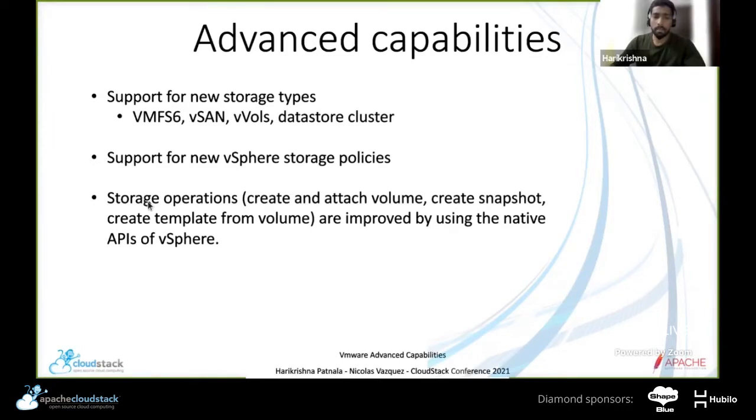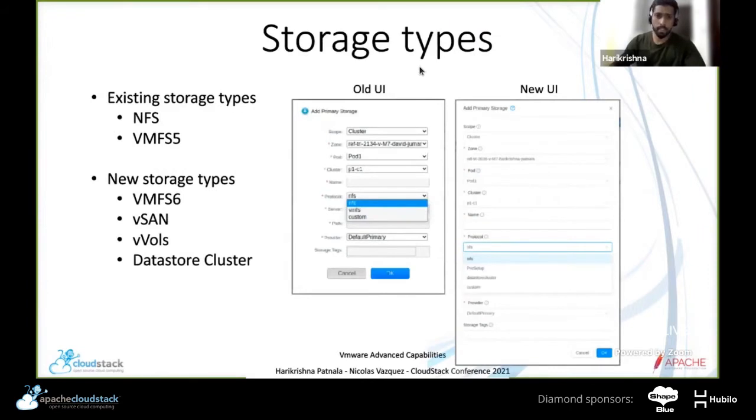The other interesting part, actually the main part of this feature, is using the native APIs of vSphere. CloudStack now performs all the storage operations by calling the native APIs of vSphere. This makes it easier for CloudStack to support the new storage types, because when we use the native APIs of vSphere, it doesn't matter what storage type it is. That made it easier for us to add support for all the storage types. I'll go into further details of storage types.